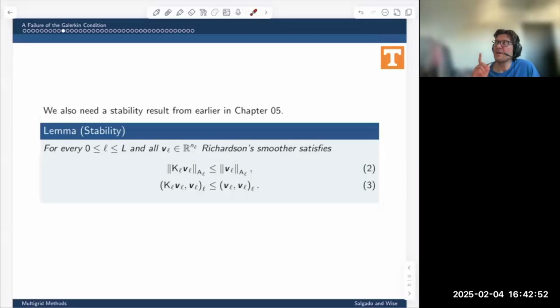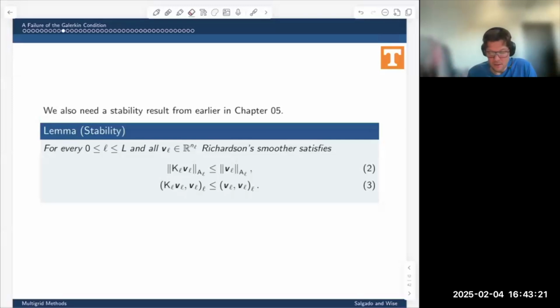Richardson smoother, by the way, had a particular choice for its weighting parameter, if you recall. It was a very specific choice. Remember, Richardson's method generically is defined with an unspecified weighting parameter. Richardson's smoother has a very specific choice for the weighting parameter in the smoothing step.